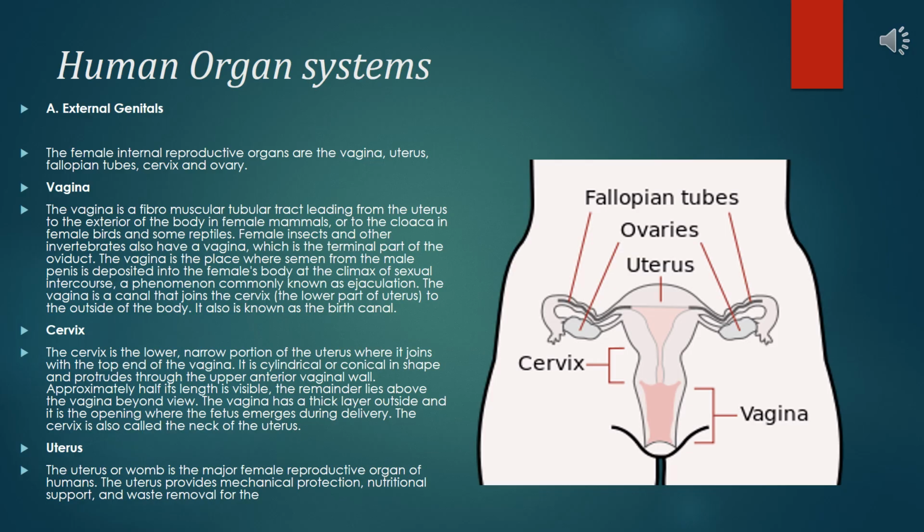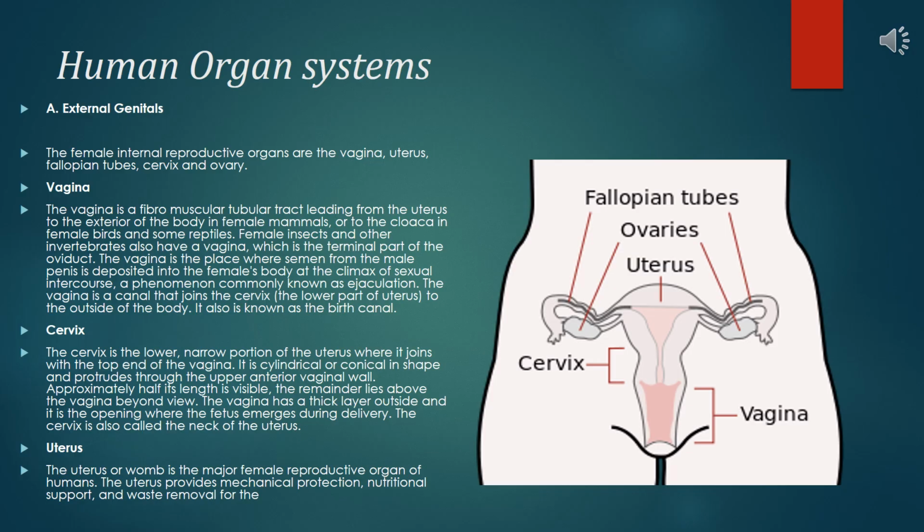The vagina is a canal that joins the cervix, the lower part of uterus, to the outside of the body. It also is known as the birth canal. Cervix. The cervix is the lower, narrow portion of the uterus where it joins with the top end of the vagina. It is cylindrical or conical in shape and protrudes through the upper anterior vaginal wall. Approximately half its length is visible. The remainder lies above the vagina beyond view. The cervix has a thick layer outside, and it is the opening where the fetus emerges during delivery. The cervix is also called the neck of the uterus.